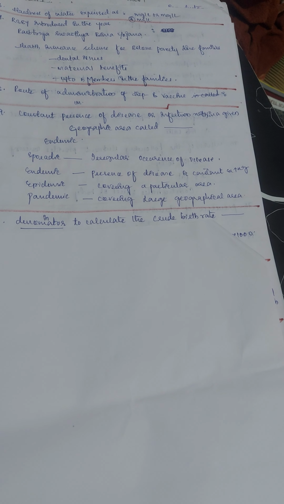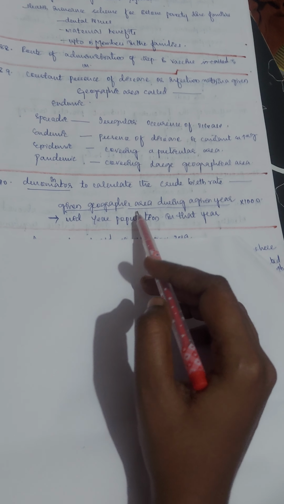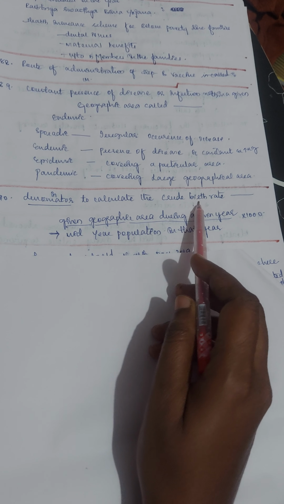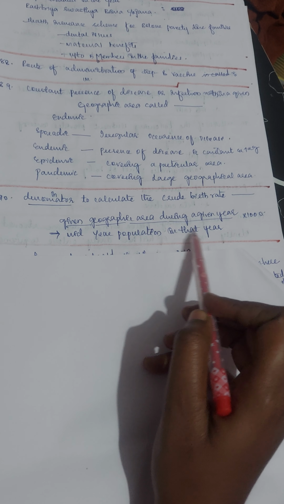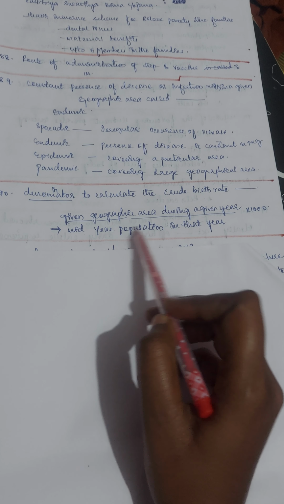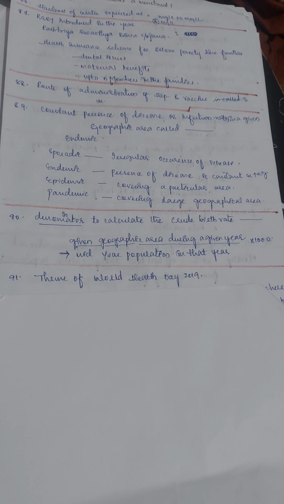Okay, the next question: denominator to calculate the crude birth rate. So here you can see the formula, with numerator and denominator. What they asked is the denominator to calculate the crude birth rate, which is the mid-year population in that year. So the formula is the number of live births in a given geographic area during a given year divided by the mid-year population in that year, into 1000.